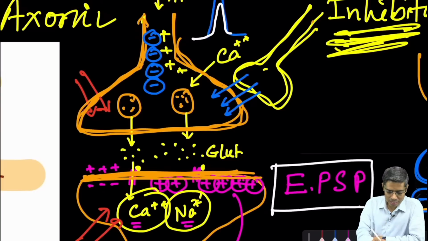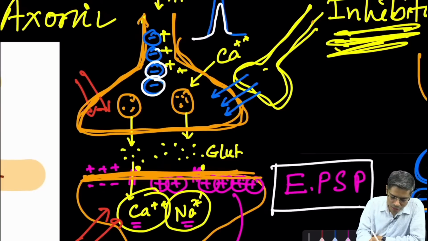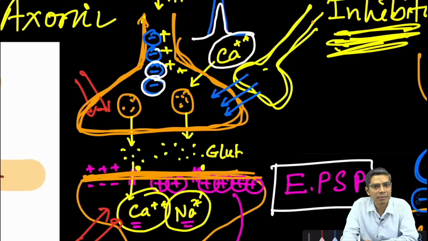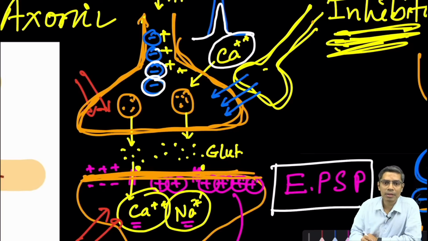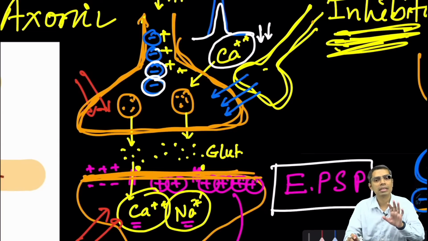Getting my point? If there is more and more negativity, do you think this calcium channel is going to open up to 100% level? Answer is no, because the calcium channel is a voltage gated channel, and what kind of voltage do you require? Depolarizing voltage you require, not the negative voltage, not the hyperpolarizing. So, what will happen to the calcium influx? The calcium influx will also decrease.